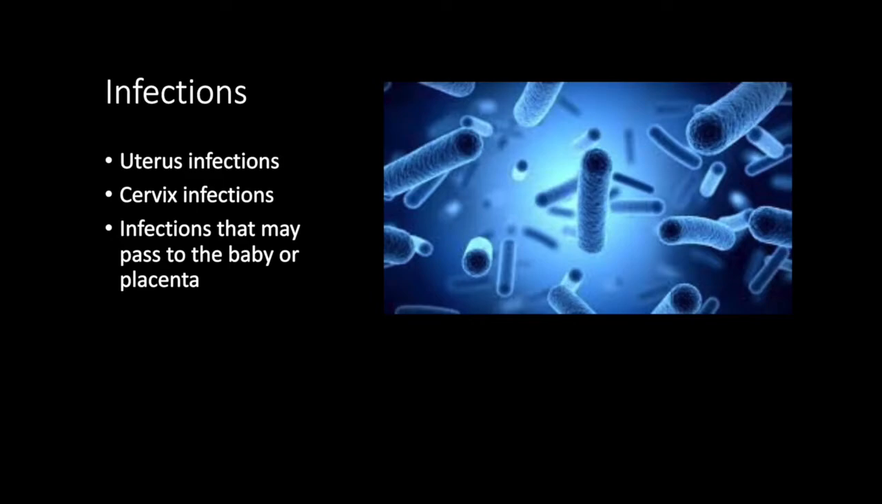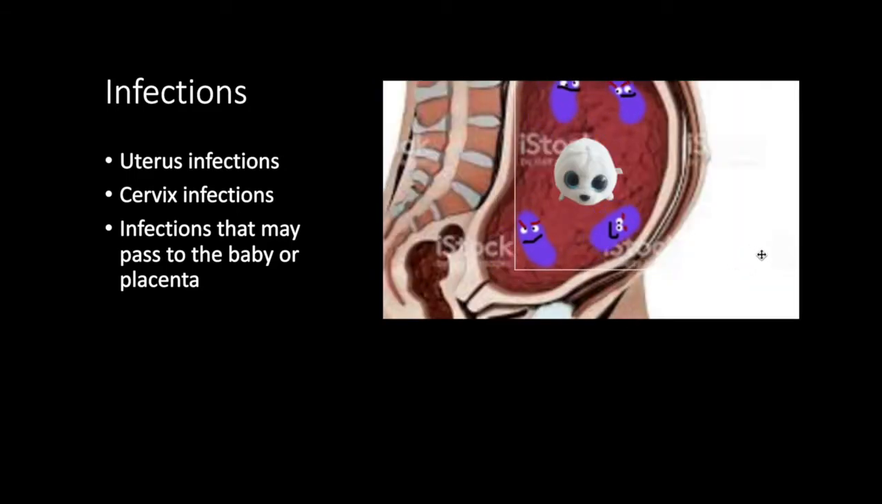The second most common cause of miscarriage is infections, as infections of the uterus and cervix can be very dangerous to the developing baby. It could even lead to miscarriage. Other types of infections can also be passed on to the fetus or the placenta, which can affect the fetus's health and lead to loss.